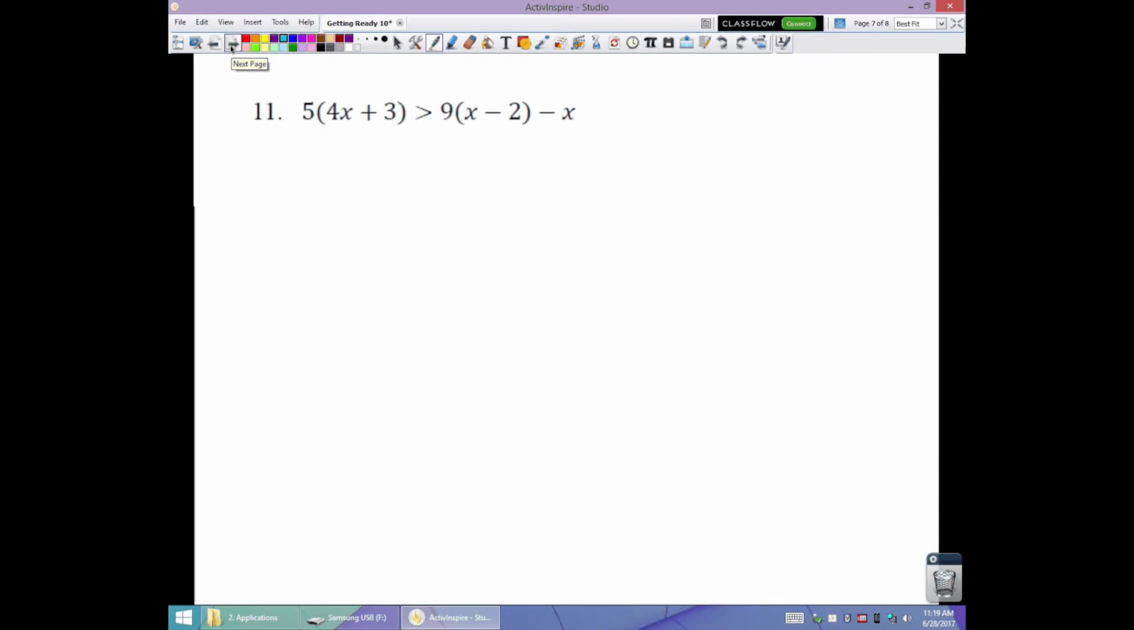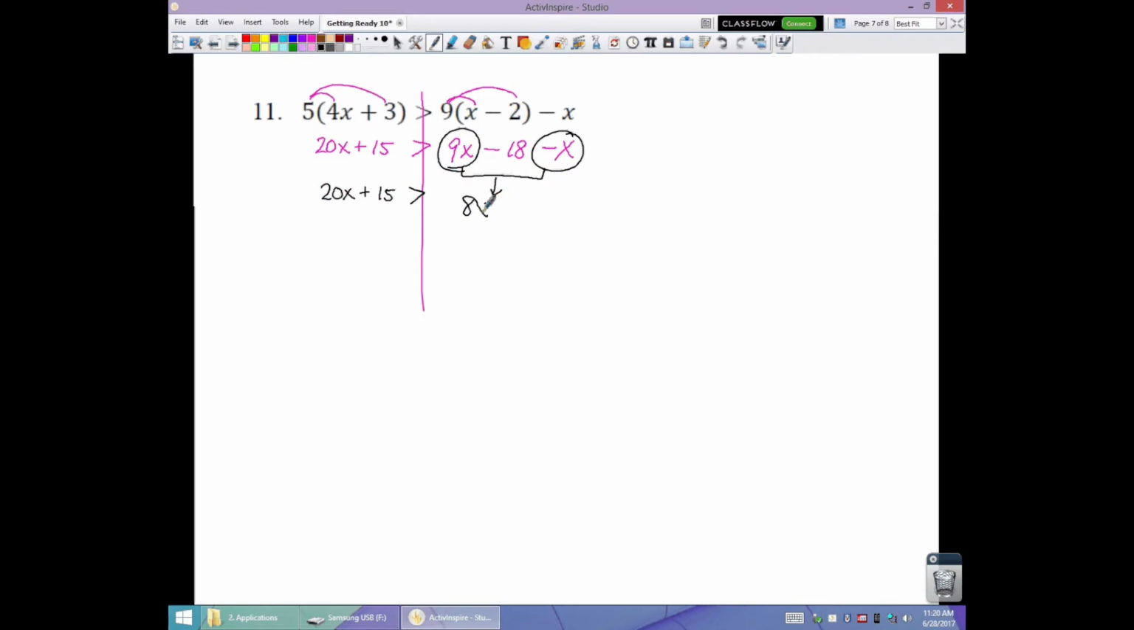Okay, number 11. Again, we have parentheses, this time on both sides, so we'll distribute here on the left, get 20x plus 15 is greater than, distributing the 9 here, 9x minus 18 minus x. Okay, now we have like terms on the right-hand side, so I want to combine those before I try solving anything. So let me have 20x plus 15 is greater than, these two combine to make 8x minus 18.